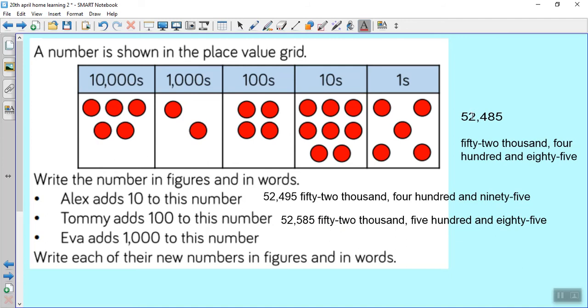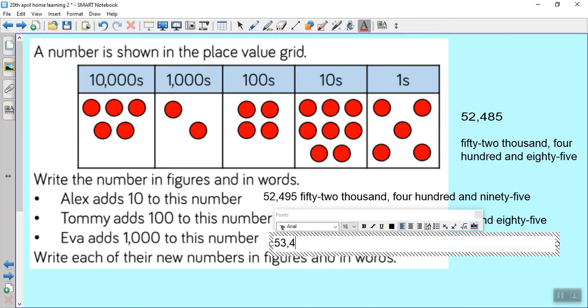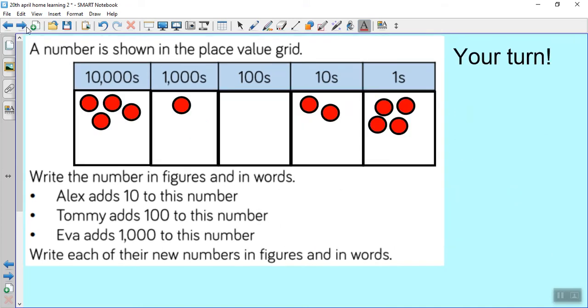Eva adds 1,000 to the number. So here's my 1,000 column. 1 more 1,000 would be 53,000. 485. 53, squash it together. 53,400 and then 85 can get squashed together. 53,485.